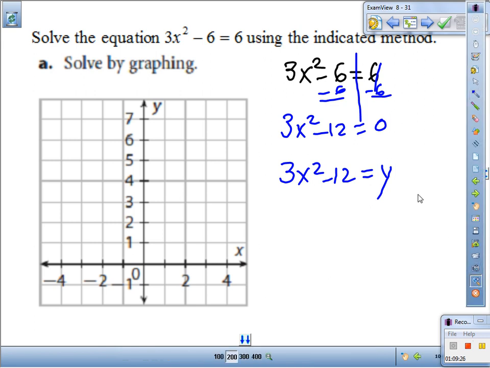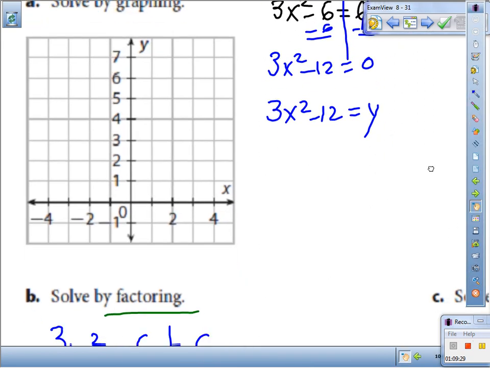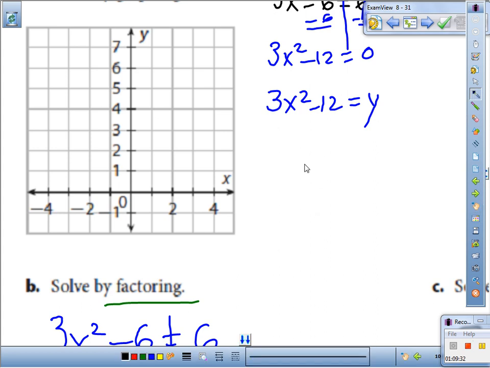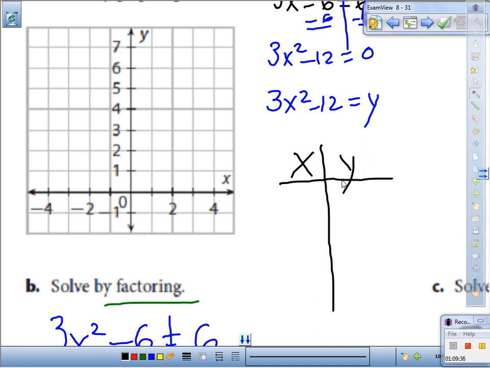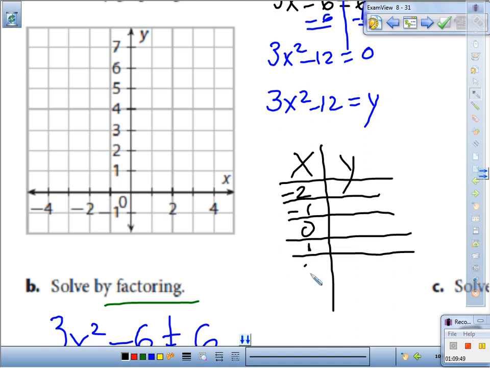Now we can graph. Is that correct? Yeah. So now we need a table. x, y. All right. So let's see. Negative 2, negative 1, 0, 1, 2. Here it goes. I'm going to substitute my first value, negative 2. What is negative 2 squared? 4 times 3 minus 12, 0.